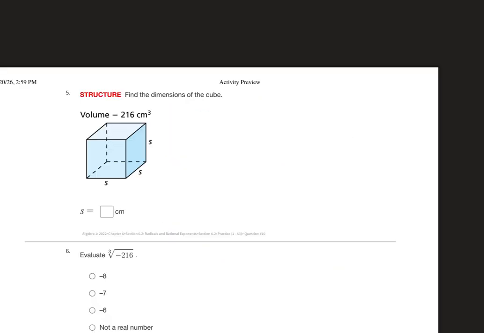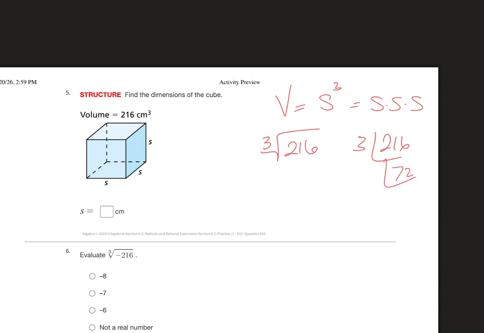Find the dimensions of the cube. This is a slightly trick question. If you don't know that the volume of a cube is just the sides cubed, it's just side times side times side. So you're basically just finding the cube root of 216. So I know that 216 can be divided by 3, and that is now 72. If I divide that by 3, I get 24. If I divide that by 3, I get 8. That can be divided by 2, and that can be divided by 2.